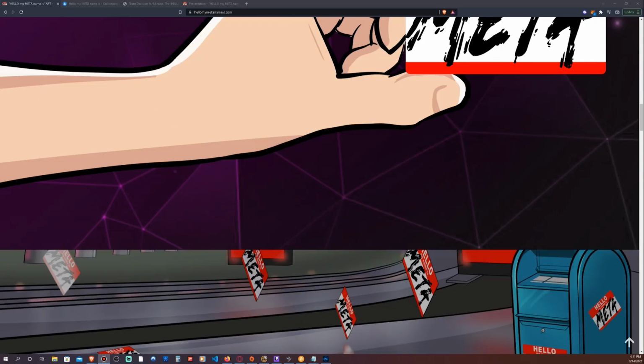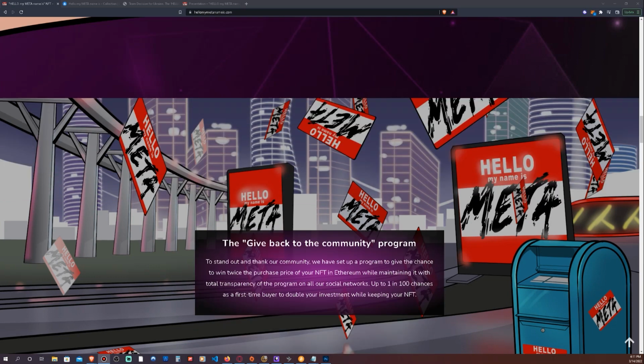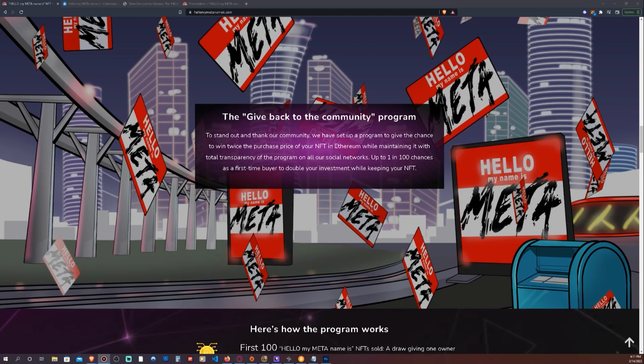They have a give back to the community program. I'm going to show you that. It's right here. To stand out and thank our community, we have set up a program that gives the chance to win twice the purchase price of your NFT in Ethereum while maintaining it with total transparency of the program on all social media networks. So up to 1 in 100 chances as a first-time buyer to double your investment while keeping your NFT.